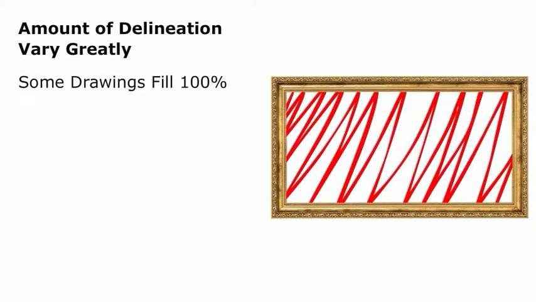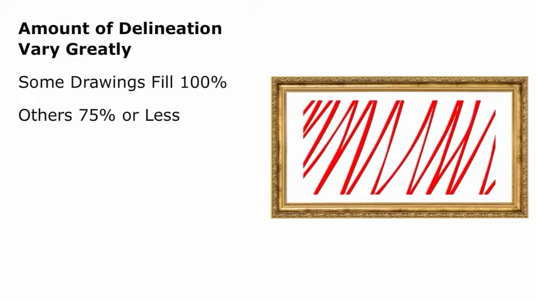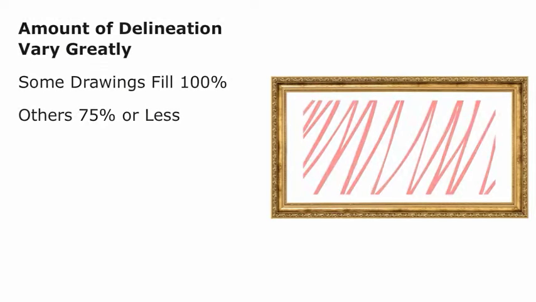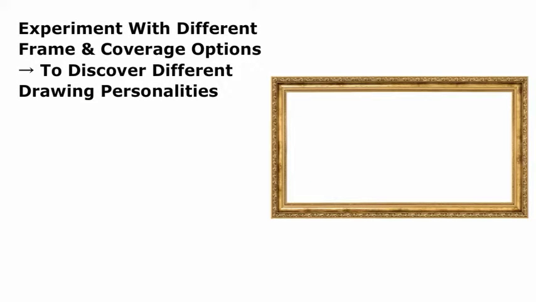The amount of delineation within a given drawing dimension can vary greatly. Some drawings fill 100% of the framed area with edge-to-edge coverage. Other drawings might only fill 75% or less of the framed area, with a reduction of detail at the outer edges of the image. Experiment with different frame and coverage options to discover the different drawing personalities of each option.